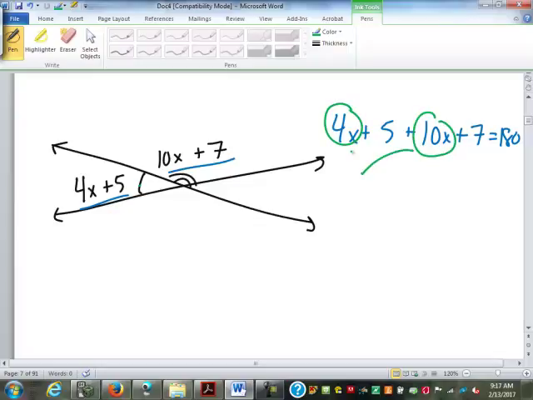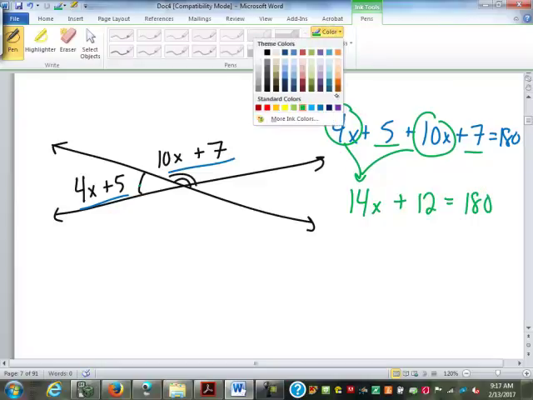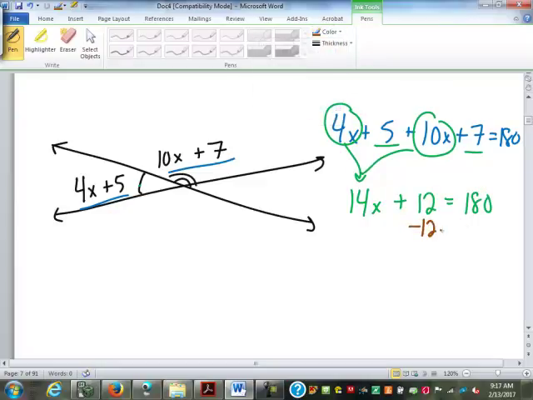Okay, so we combine 4x and 10x to make 14x. We combine 5 and 7 to get 12. Then what? Subtract 12. 14x equals 168. And then divide by 14. X equals 12. Now what?